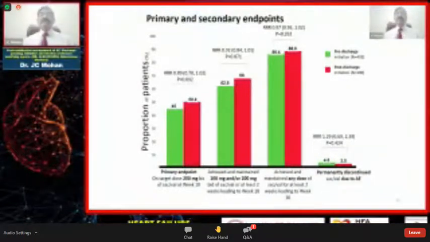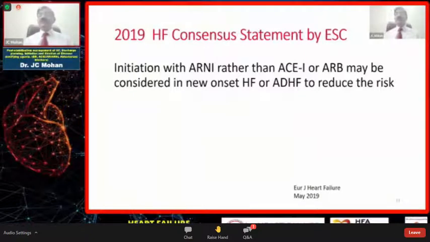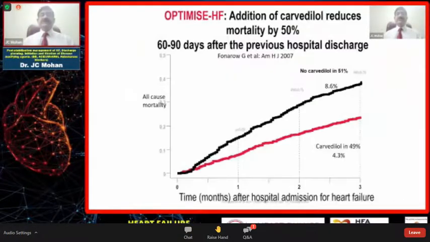Multiple ways of making patients tolerate ARNI are available, and you could start with smaller doses. You may not start the other blood pressure lowering drugs initially, and so on and so forth, or you could cut down the use of diuretics. So the 2019 heart failure consensus statement by ESC says that initiation of ARNI rather than ACE inhibitor or ARB may be considered in new onset heart failure or ADHF to reduce the risk.